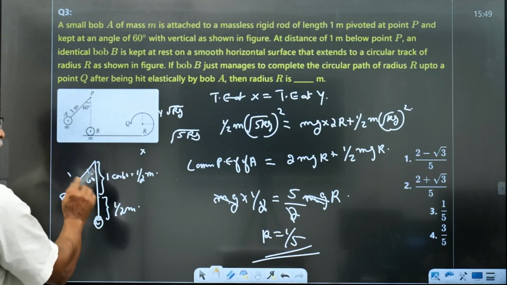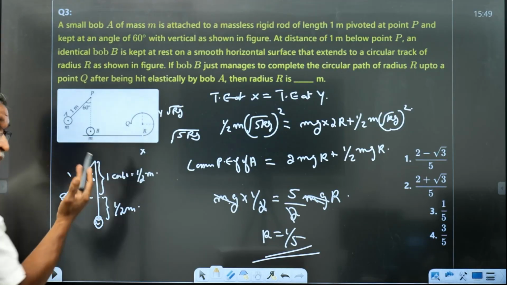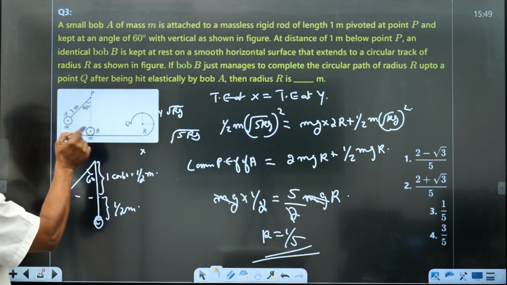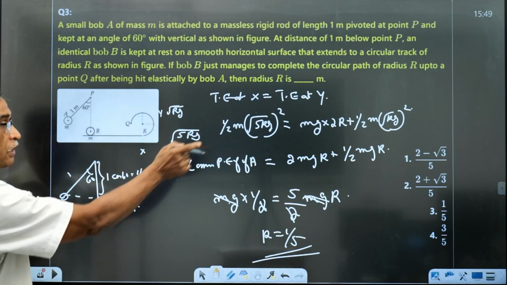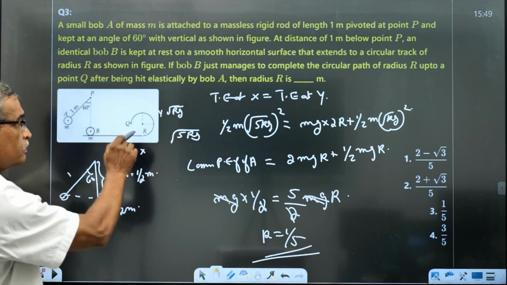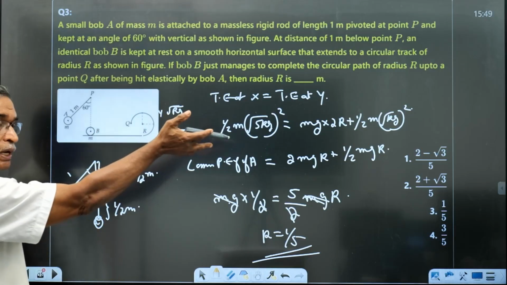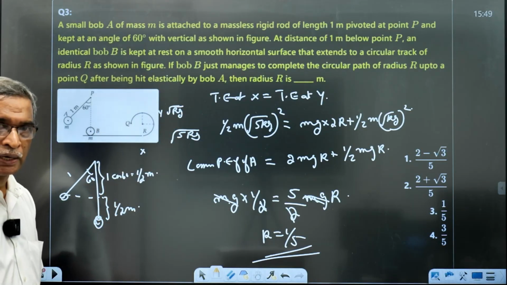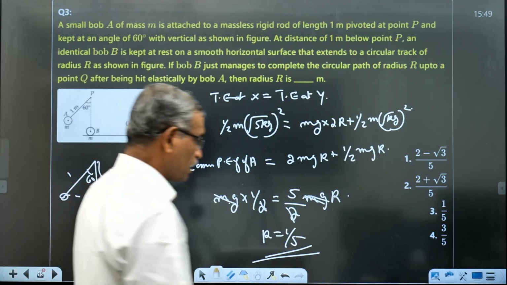Remember, I am not calculating the velocity, but the velocity gained by this. Otherwise, we can do so. What is the velocity gained by B? Loss in potential energy is gained in kinetic energy of this one. And that velocity on reaching here must satisfy root of 5Rg. Yes, straight away we equated the energy and got the answer in a simple manner. So, okay, the answer is option 4 or 3.